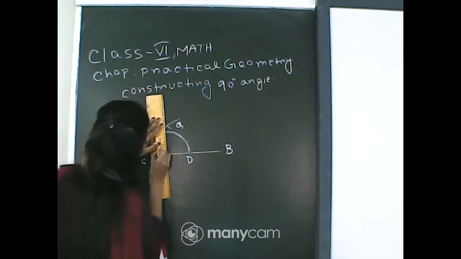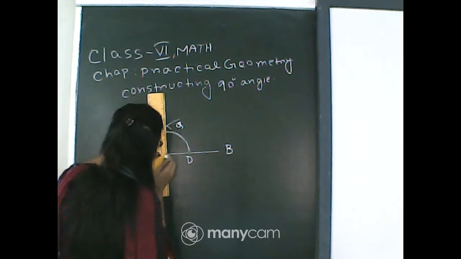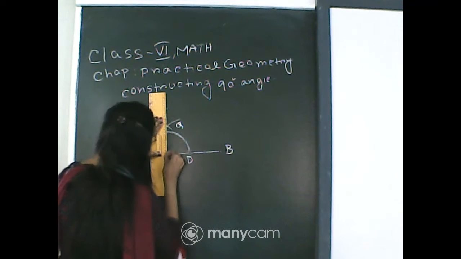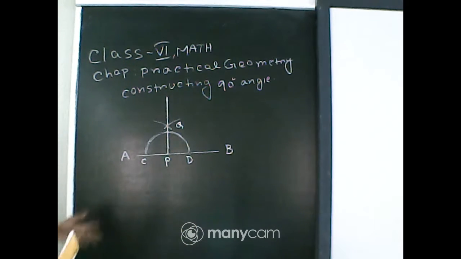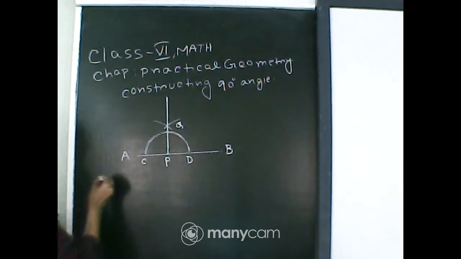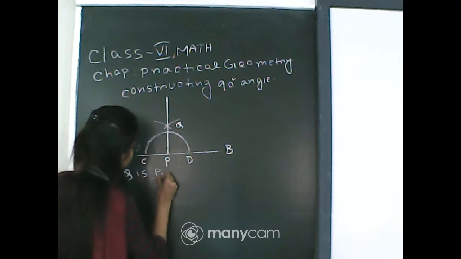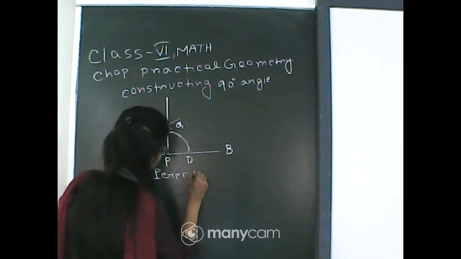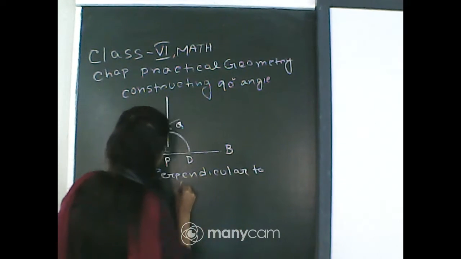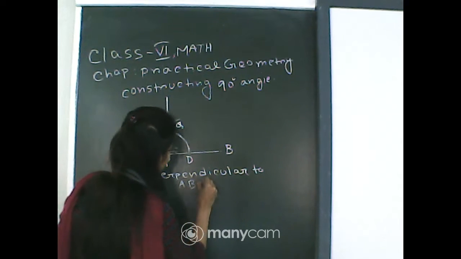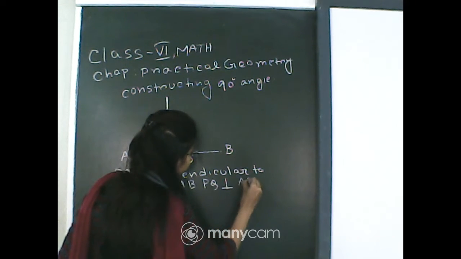Now join P and Q. Okay. Therefore, PQ is perpendicular to AB, and we write it as PQ is perpendicular to AB.